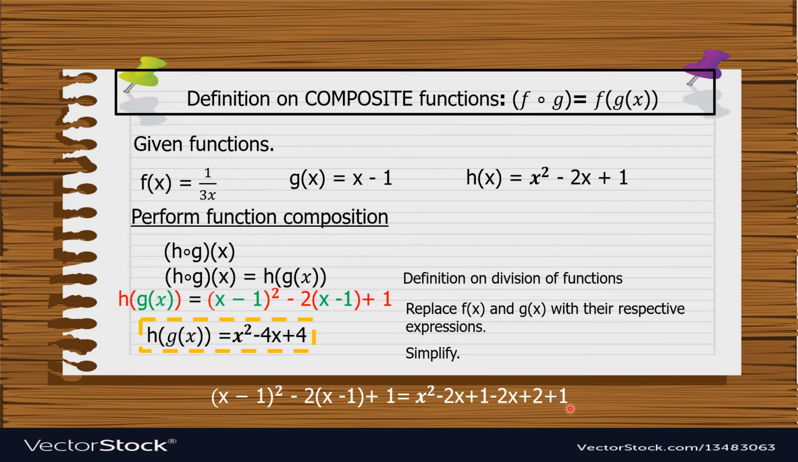To simplify, combine like terms. So x squared, negative 2x plus negative 2x is negative 4x. Then positive 1 plus positive 2 plus 1 is positive 4. So final answer, h of g of x is equivalent to x squared minus 4x plus 4.